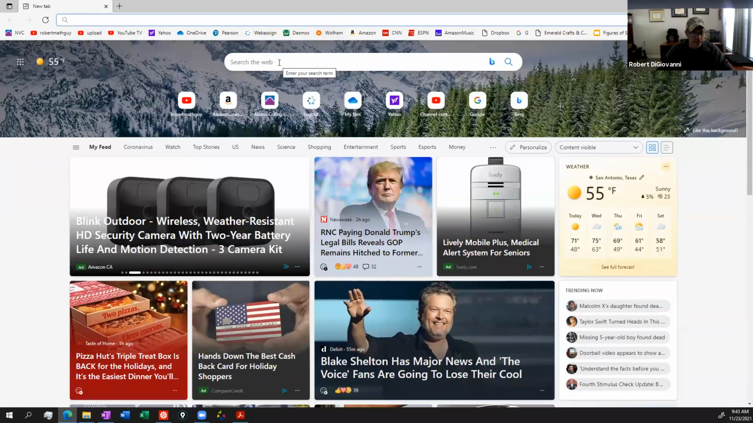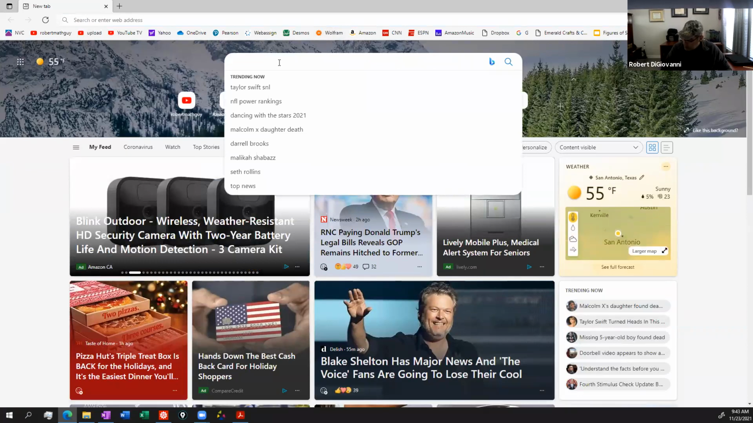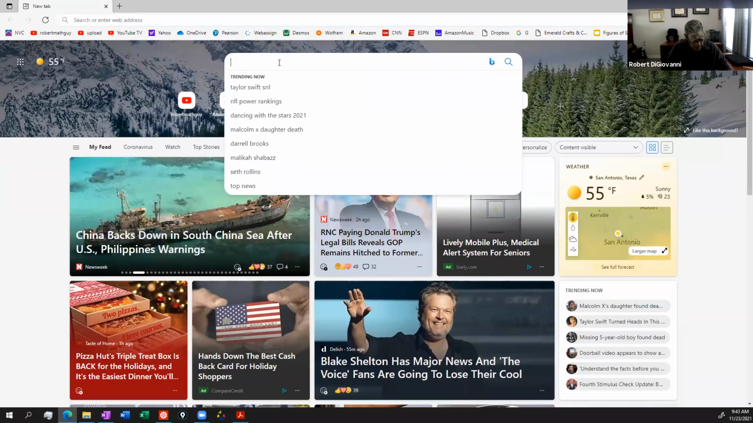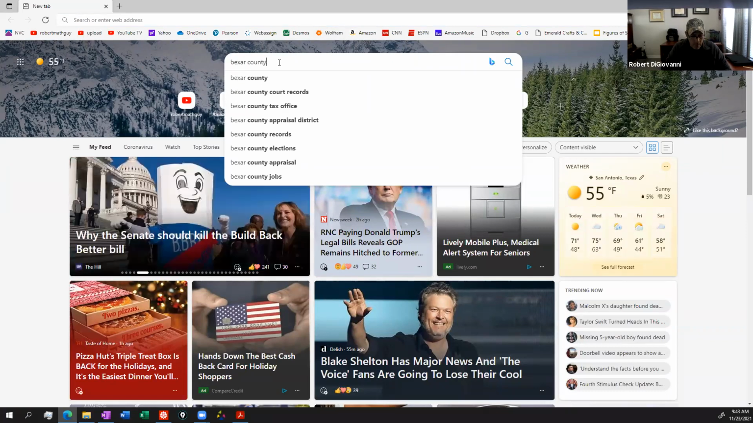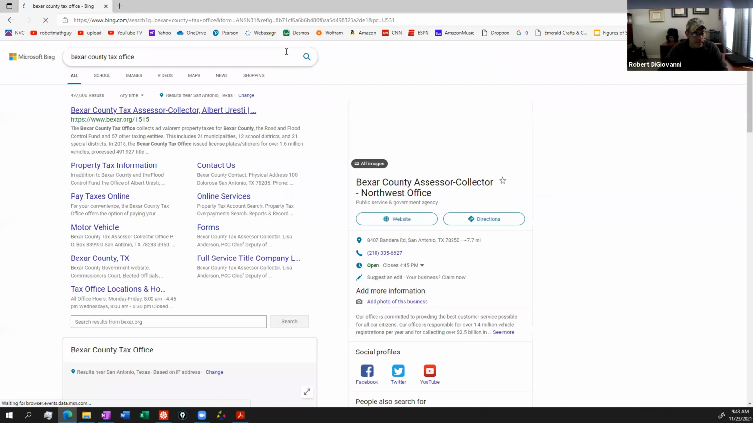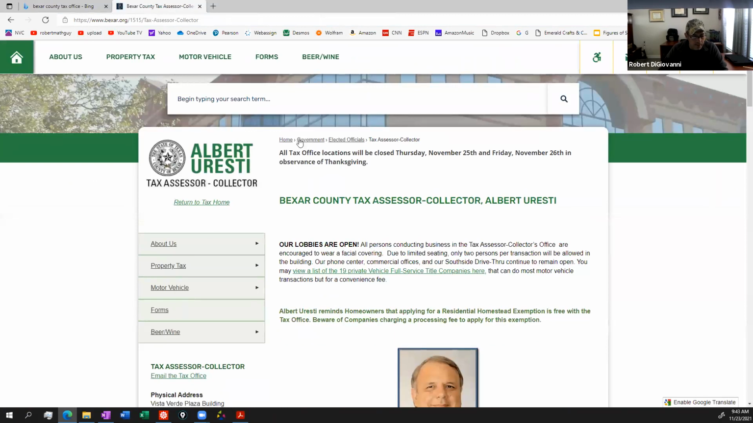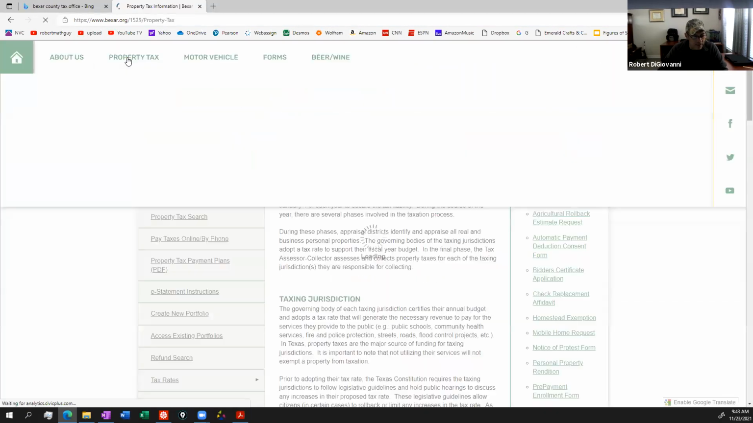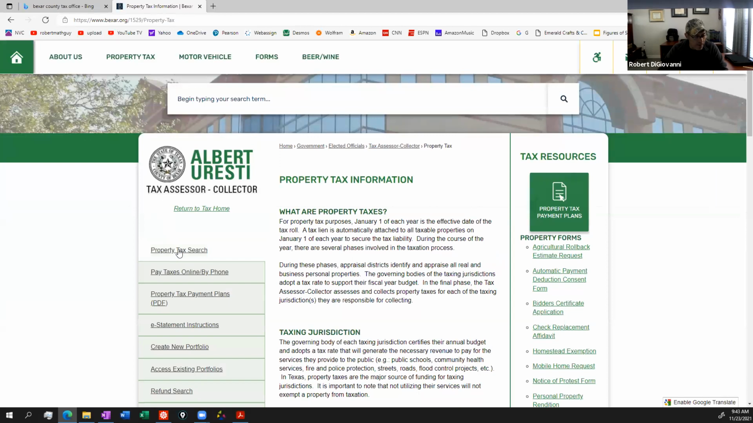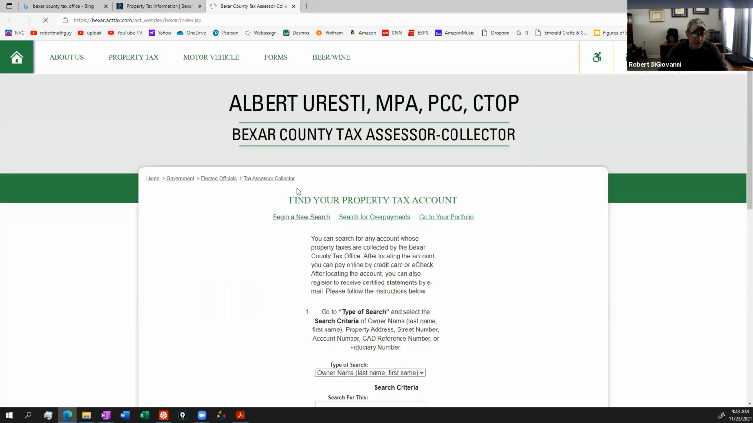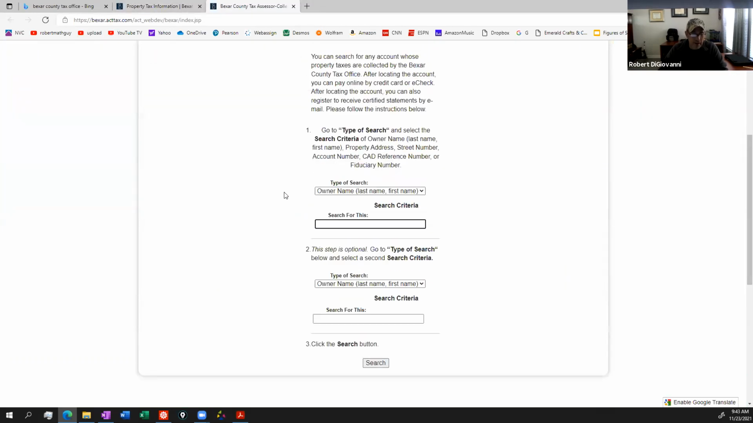I'm gonna go to a website. I'm just gonna go to, what is it? Bexar County tax office, okay? So if I go there, go to the Bexar County tax office, property tax, and you can do a property tax search, okay? Which means you can type in anybody you know, any house you know, anyone, right? There's no real restriction here because it's all public information.